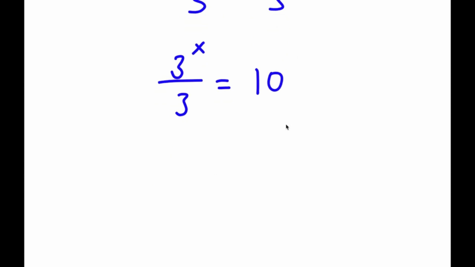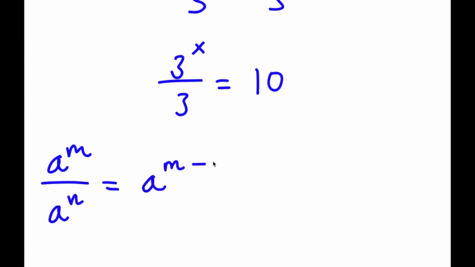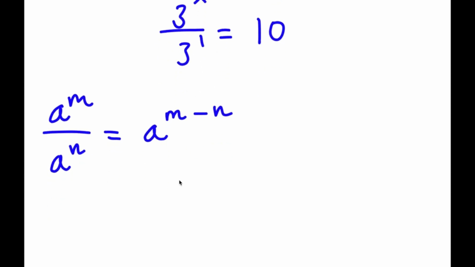Now, if you guys didn't already know, if I have something in the form a to the power of m over a to the power of n, this is equal to a to the power of m minus n. So 3 to the power of x over 3, well 3 is the same thing as 3 to the power of 1. So I have 3 to the power of x over 3 to the power of 1 is equal to 10, and this simplifies to 3 to the power of x minus 1 is equal to 10.